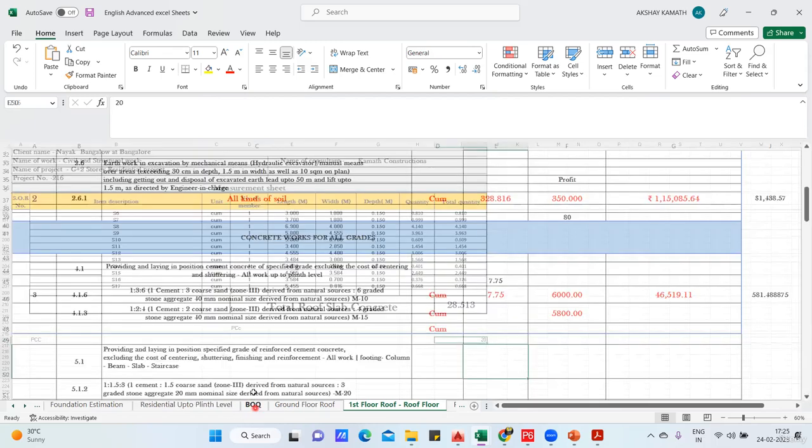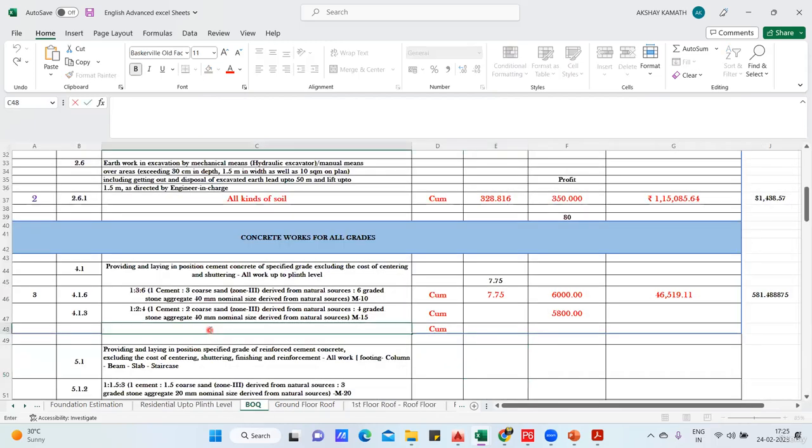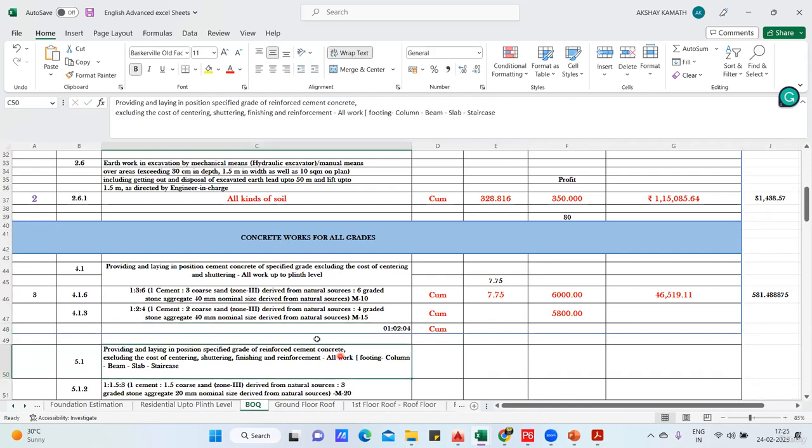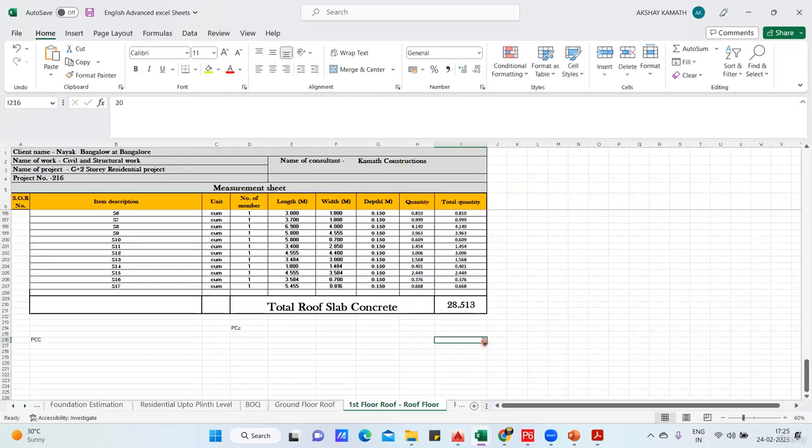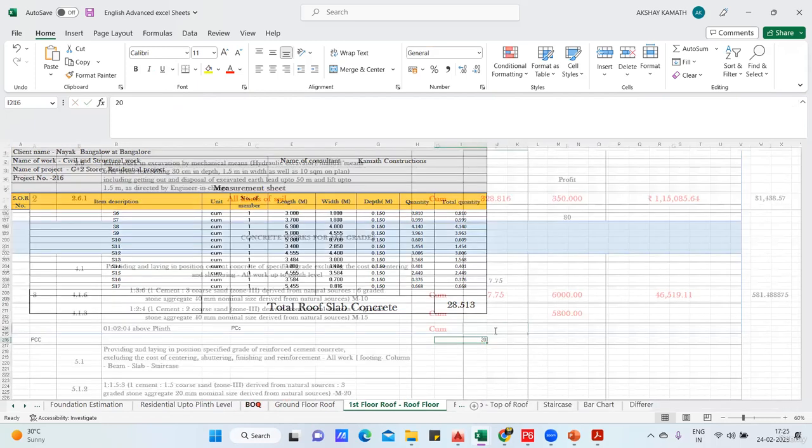Now, in that case, you come to the BOQ. You would just signify that it is 1 is to 2 is to 4, this ratio used. This is up to the plinth. You can write above plinth here, and now it will be in cubic meter, and the quantity, as I told, is 20 cubic meter. Input 20 here.